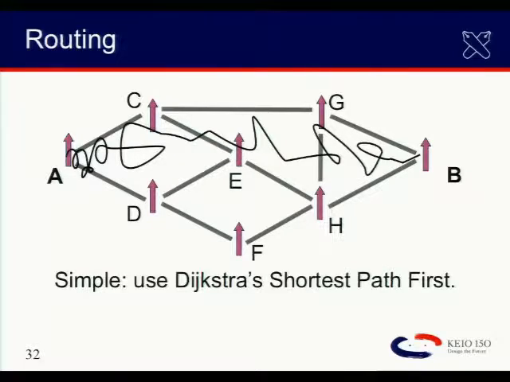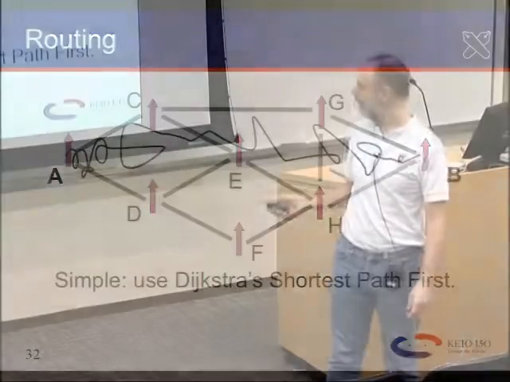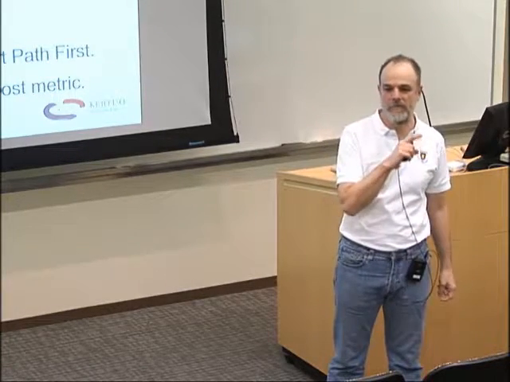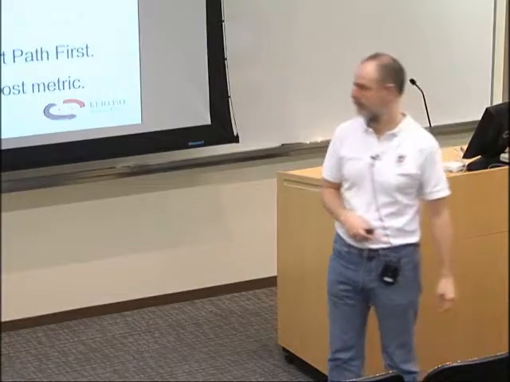Okay. The problem is, in a quantum network, we don't know what the cost metric is. We don't know how to actually figure out what that best path is. Okay.